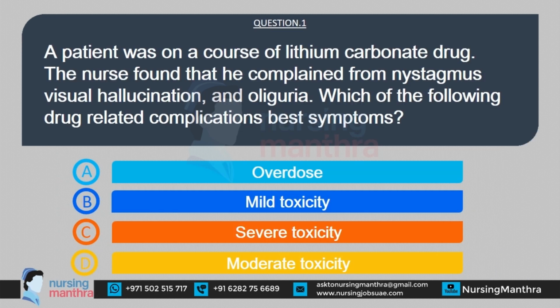Question number 1. A patient was on a course of lithium carbonate drug. The nurse found that he complained of nystagmus, visual hallucination, and oliguria. Which of the following drug-related complications best explains these symptoms? A. Overdose. B. Mild toxicity. C. Severe toxicity. D. Moderate toxicity. The answer is C. Severe toxicity.